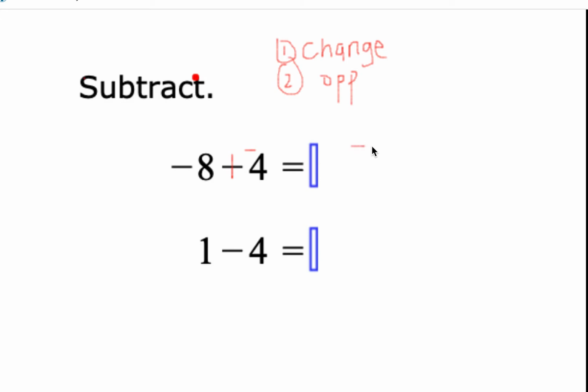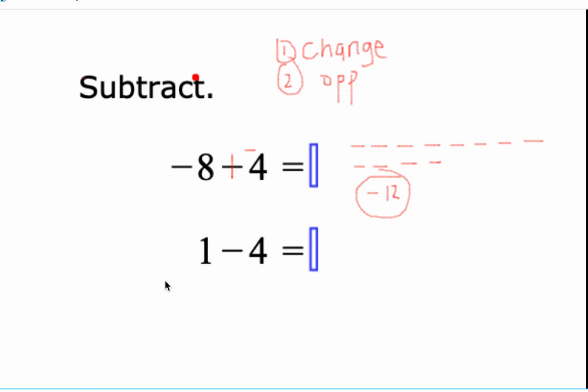Well, you know when you have a -8, 1, 2, 3, 4, 5, 6, 7, 8. I'm going to add to it a -4. They're all negatives. I don't have room in here, but I'm going to write my answer here. So you're going to do -12 is your final answer. You cannot cross anything out. Once again, you have 1 and you're going to take 4 from the 1.